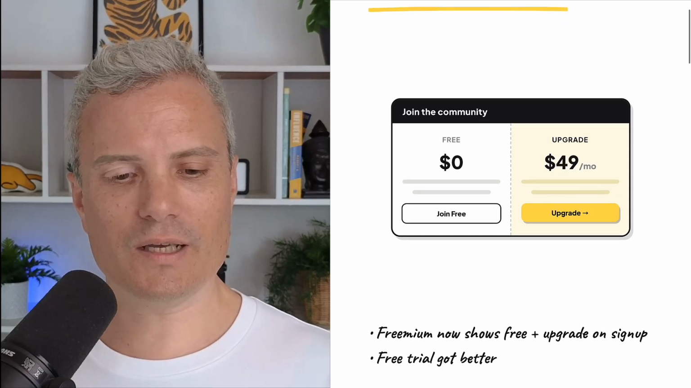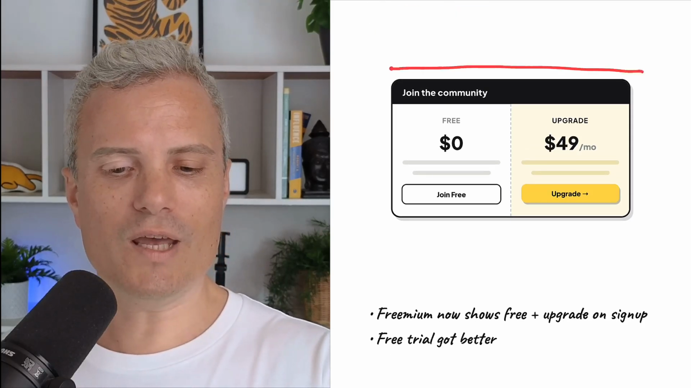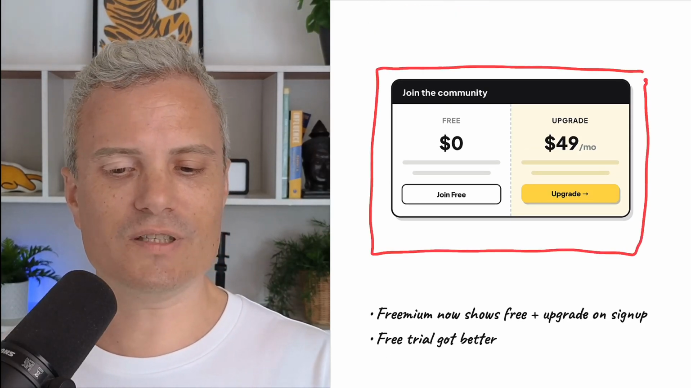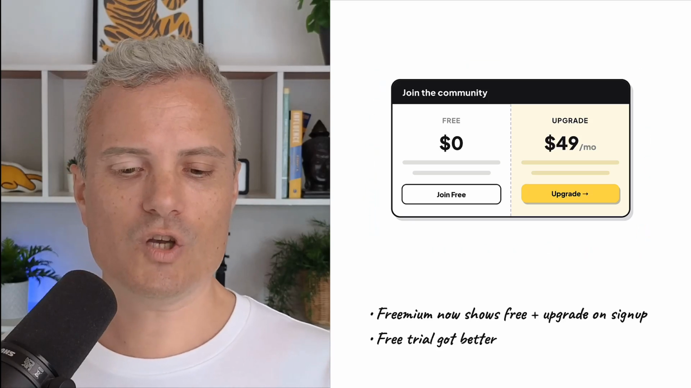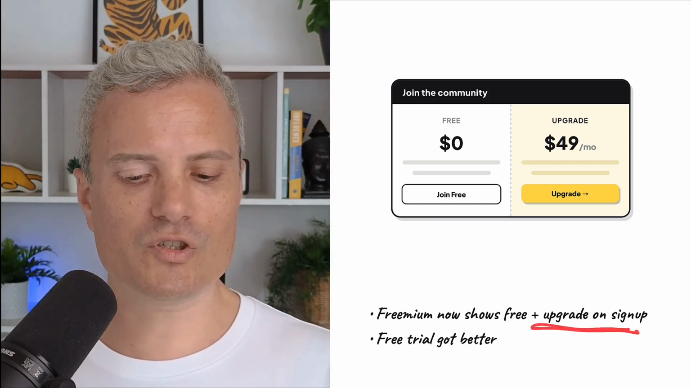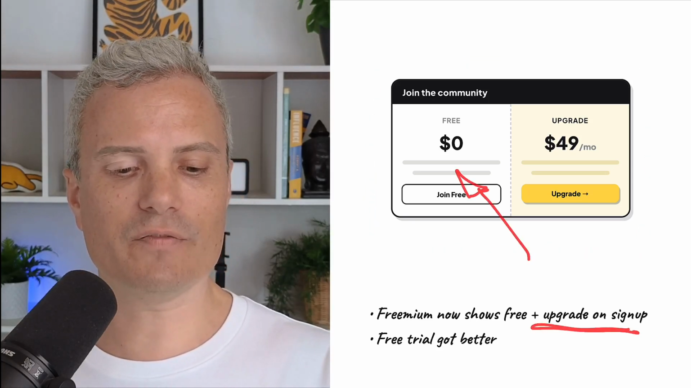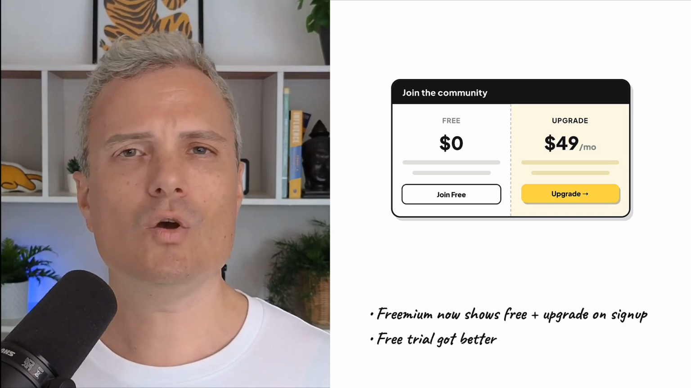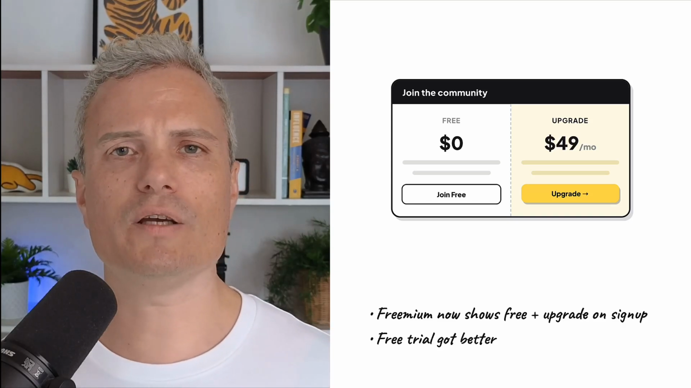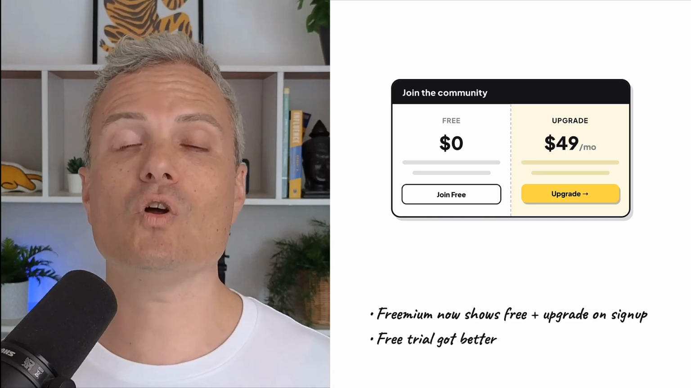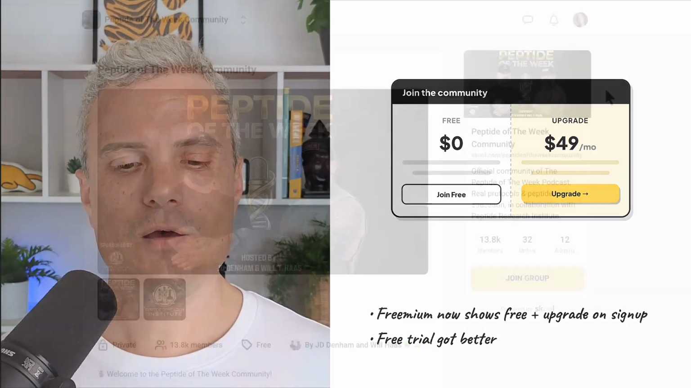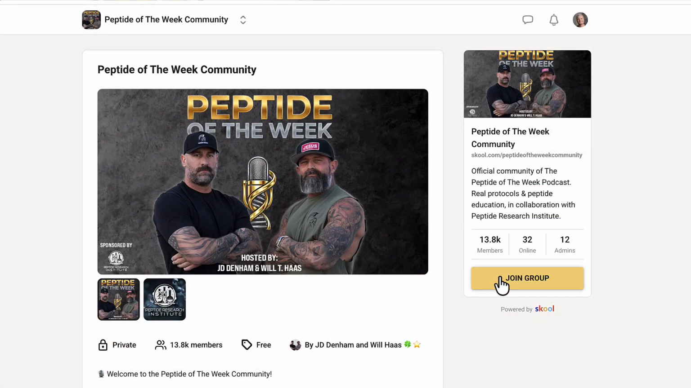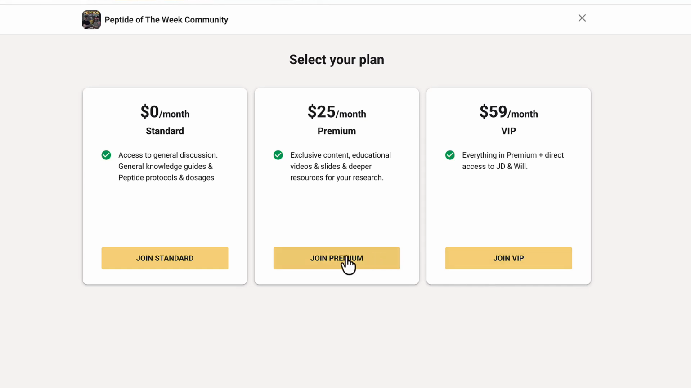And the first thing is when it comes to freemium, it now displays the different tier levels. So previously, people would just go inside and it would act like a free group. And then inside, they would see the options to upgrade when you clicked on a course or a call or something that was locked for premium. But now it looks a lot more like tiers where you have the standard, then you have premium, and then if you want, you have VIP.